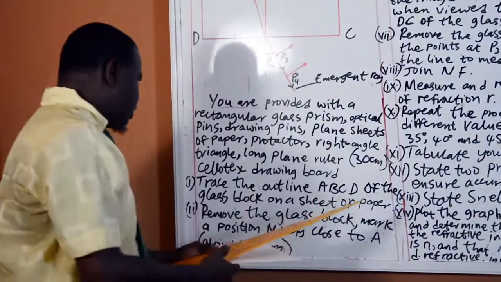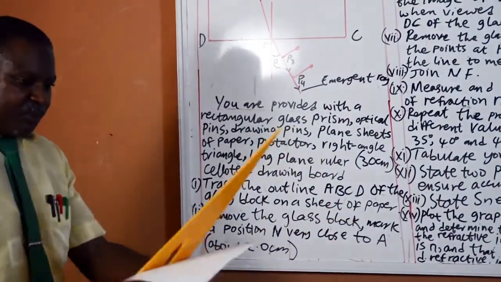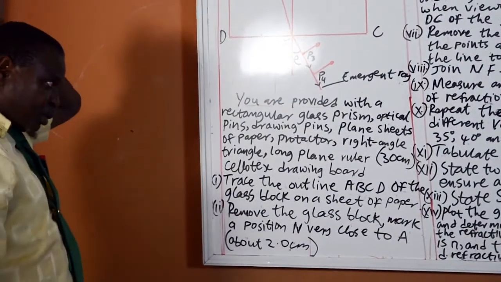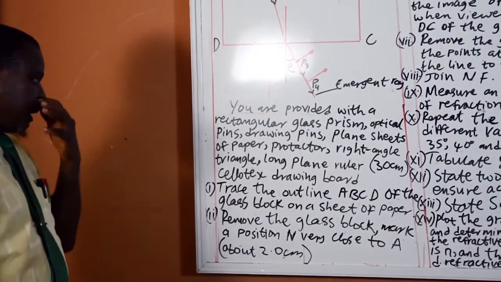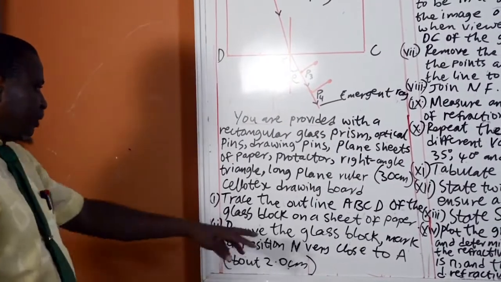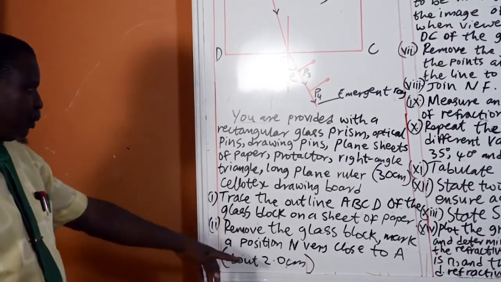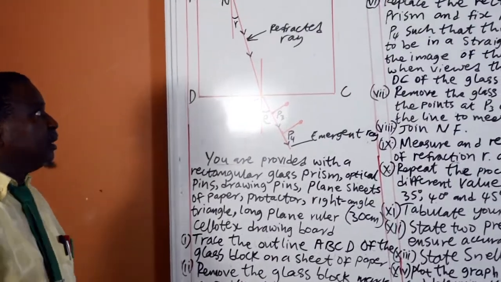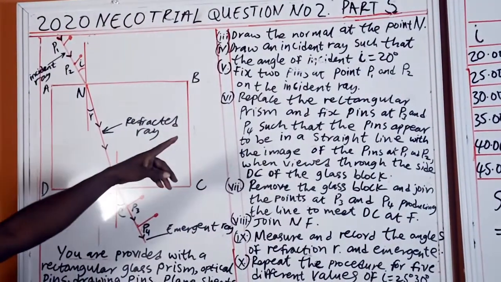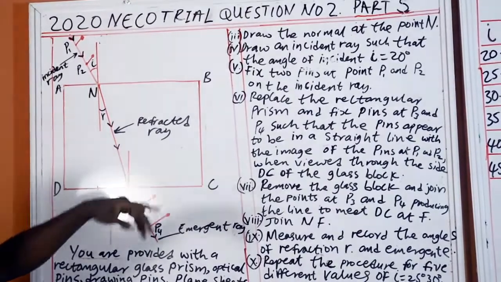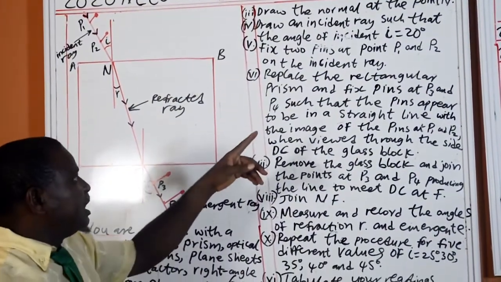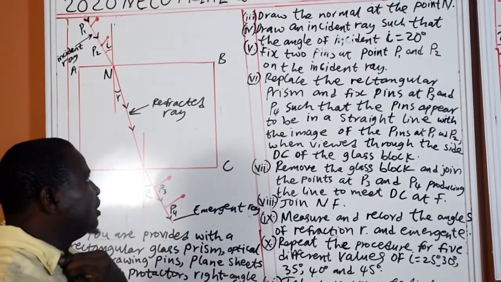Now, trace the outline ABCD of the glass block on a sheet of paper. Remove the glass block. Mark the position N very close to A, about 2.0 centimeter. 3. Draw the normal at the point N. Draw an incident ray such that the angle of incident I is equal to 20 degrees.